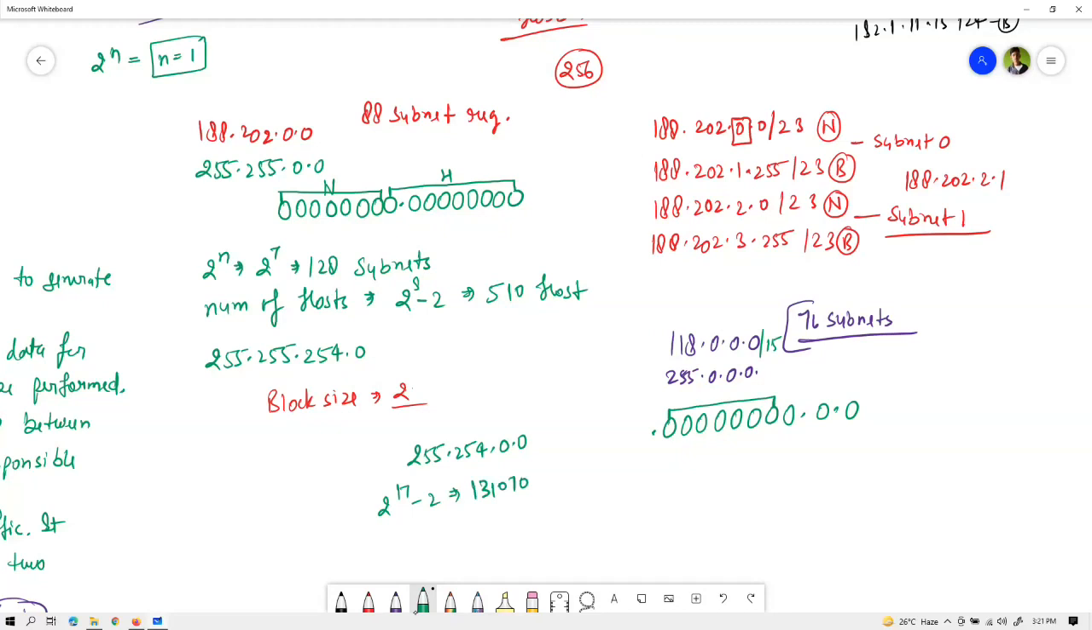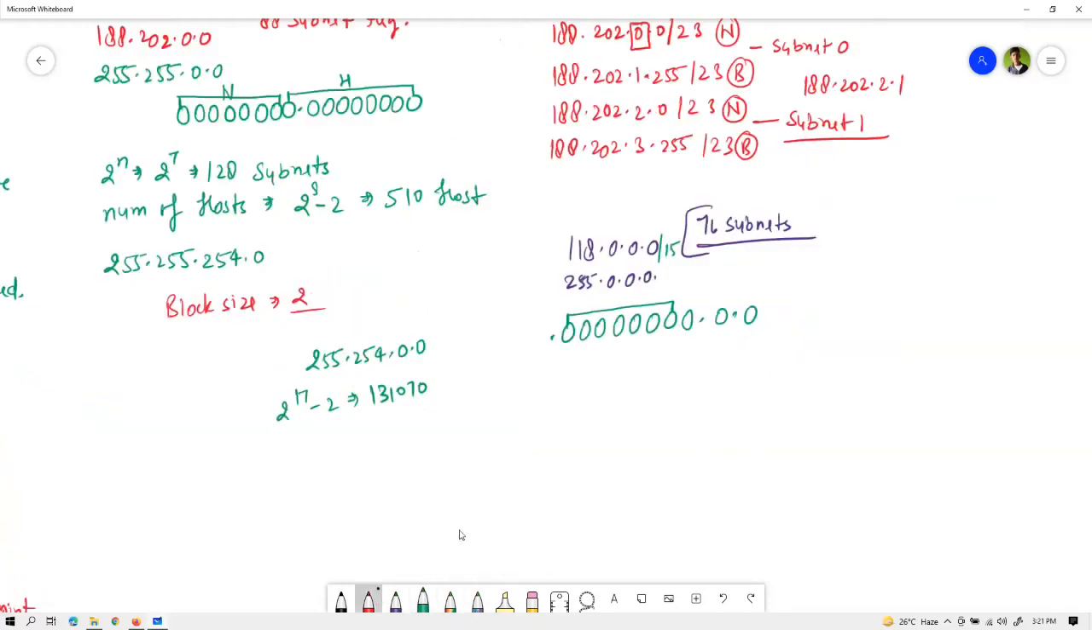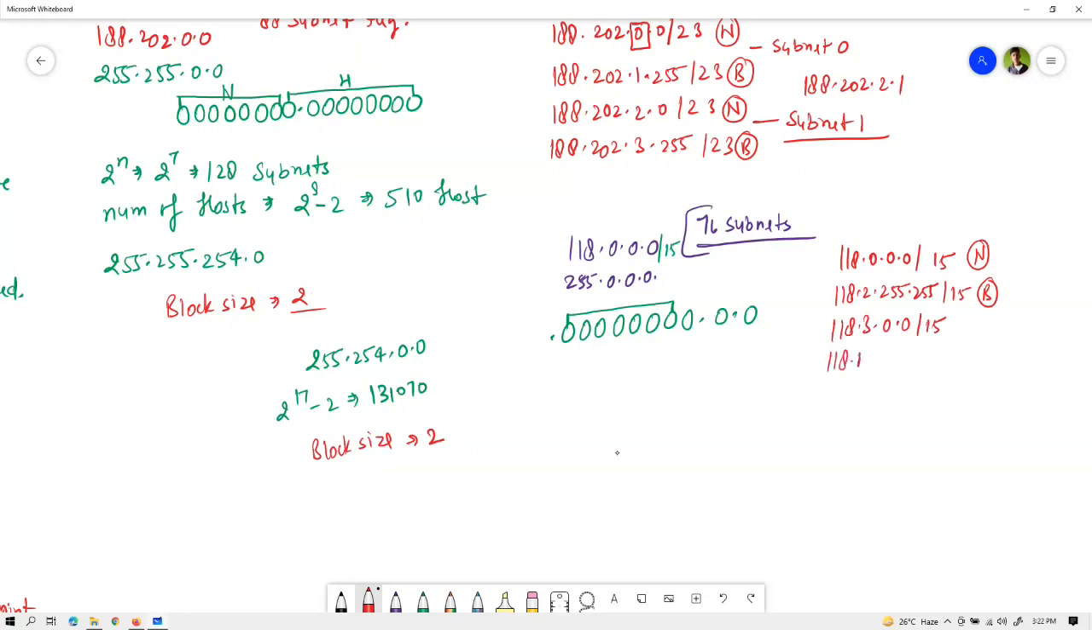Clear. Now, first available host address of subnet 1. So let's write it like this. /15. This is the network address of subnet 0. What will be the block size? Block size will be 2 again, right? So 118.2.255.255, this is the broadcast ID. Then 118.3.0.0/15.